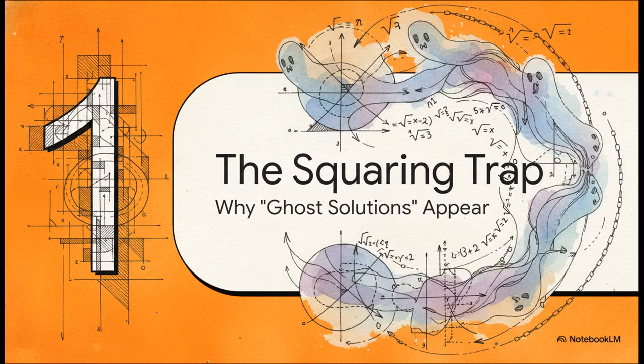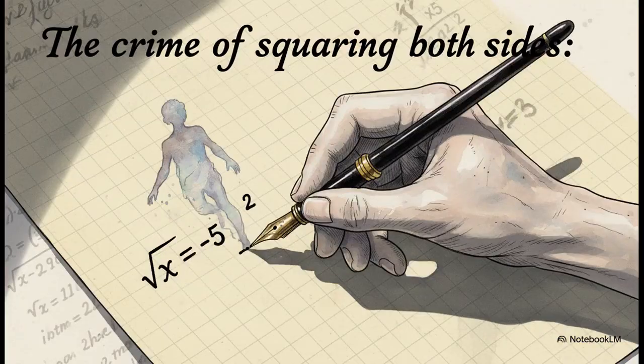Now, you should know these imposters don't just show up out of nowhere. They're actually created by a very specific mathematical action, a trap, that's super easy to fall into if you're not looking for it. And there it is, the one single action that lets these ghost solutions sneak in: squaring both sides of an equation. It seems so harmless, right? But believe me, this is the exact moment the mathematical crime is committed.